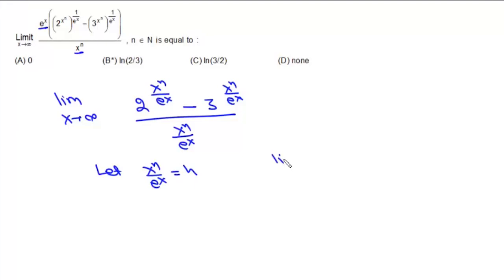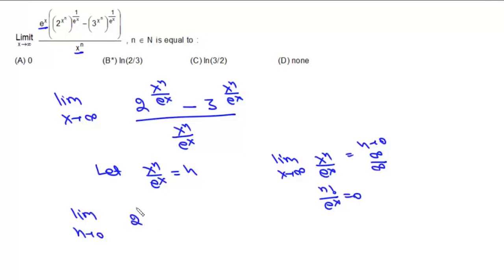Now when x tends to infinity, x to the power n upon e to the power x will be infinity upon infinity form. Now if we differentiate this n times, there will be factorial n upon e to the power x, and there will be factorial n upon infinity, which is 0. So when x tends to infinity, this h tends to 0. So it will be this limit h tends to 0, 2 to the power h minus 3 to the power h upon h. Now this is 0 upon 0 form.